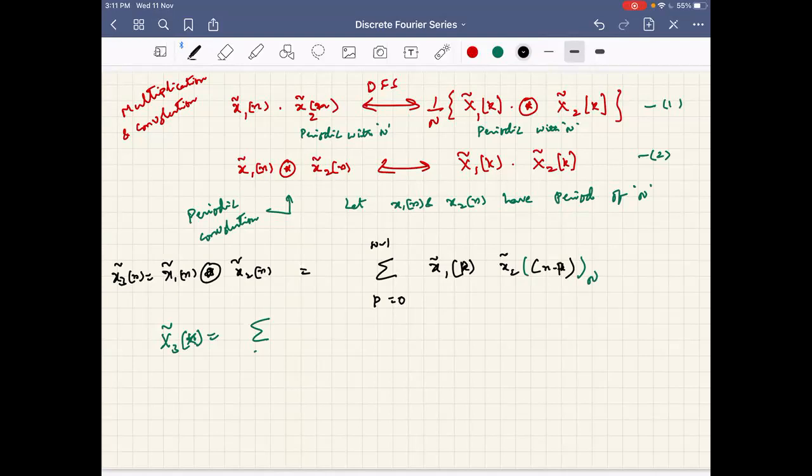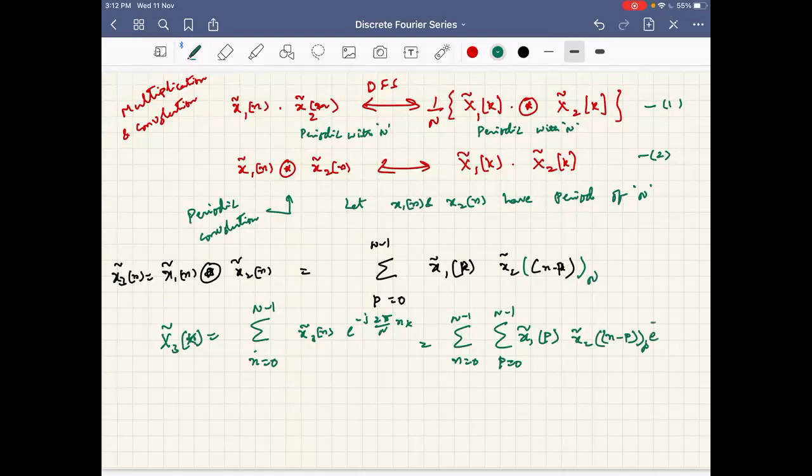Okay, so we can stick to k here. n equal to 0 to n minus 1. Here we can stick to k, 0 to n minus 1, x3 tilde of n, e power minus j 2 pi by n nk. And when we expand, n equal to 0 to n minus 1 and p equal to 0 to n minus 1, write x1 tilde of p and x2 tilde of n minus p, but with circular shift.